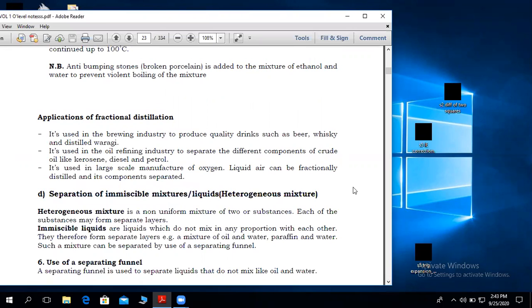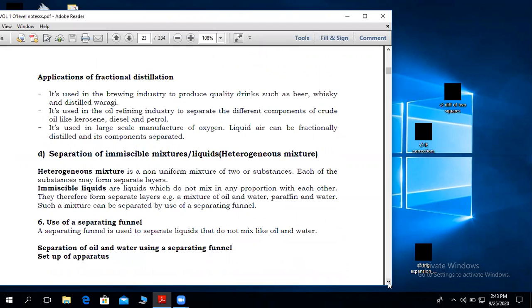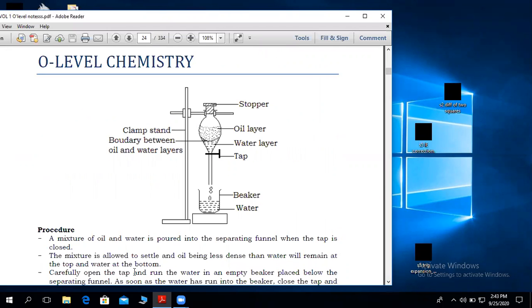Applications of fractional distillation, we saw them the other time. Now, the diagram here, you drew it, but you did not talk about it. When the question says, describe how immiscible liquids are separated, you draw the diagram and you talk about it. Say that oil settles on top of water because it has a lower density than water. The reason why these two liquids are separated by using a separating funnel is because they have different densities.